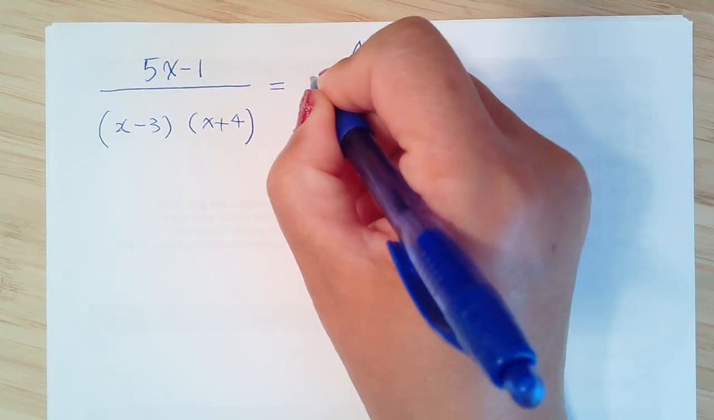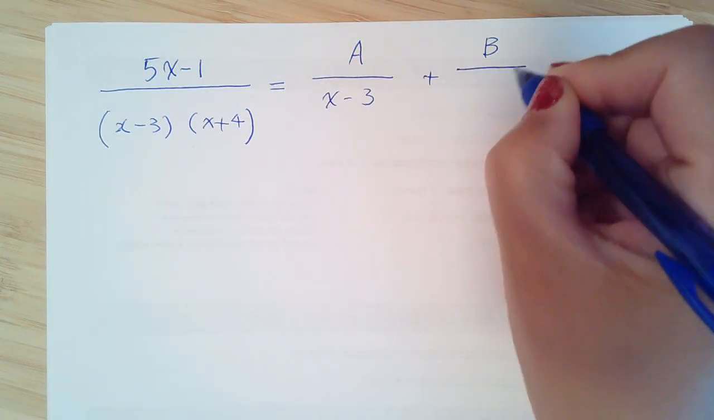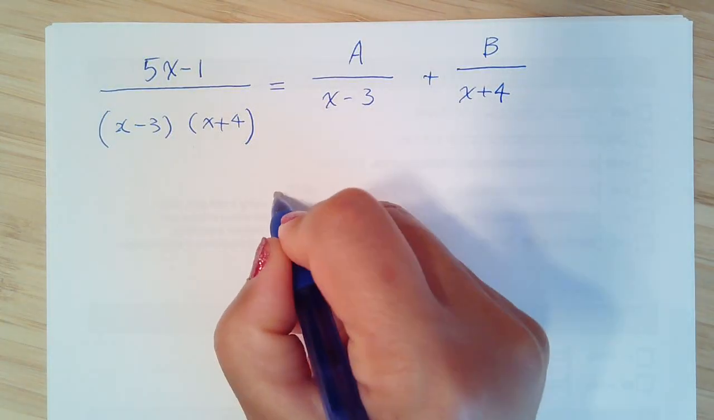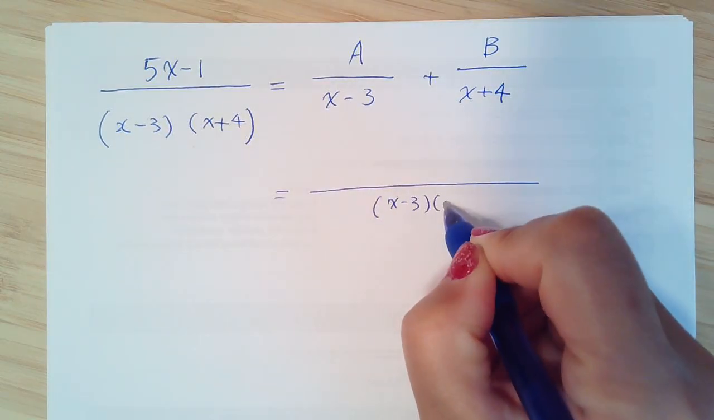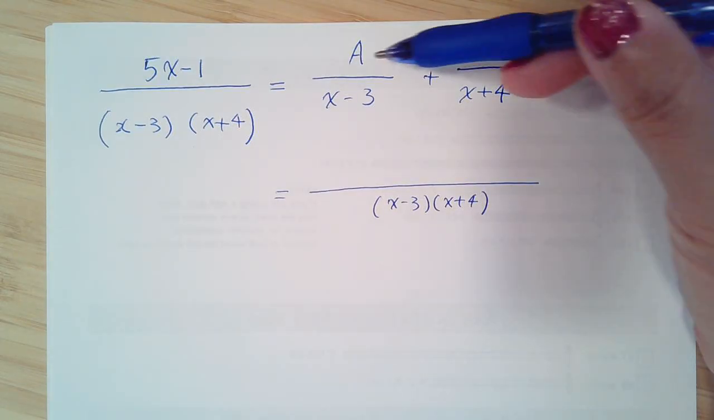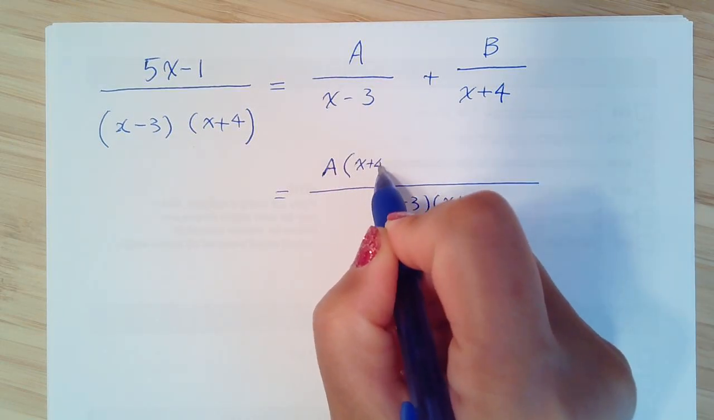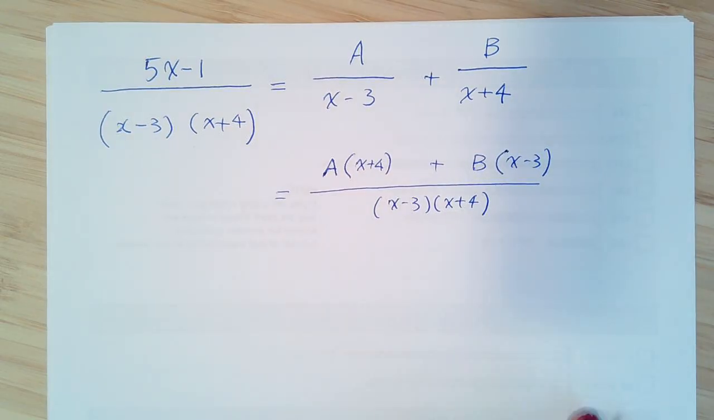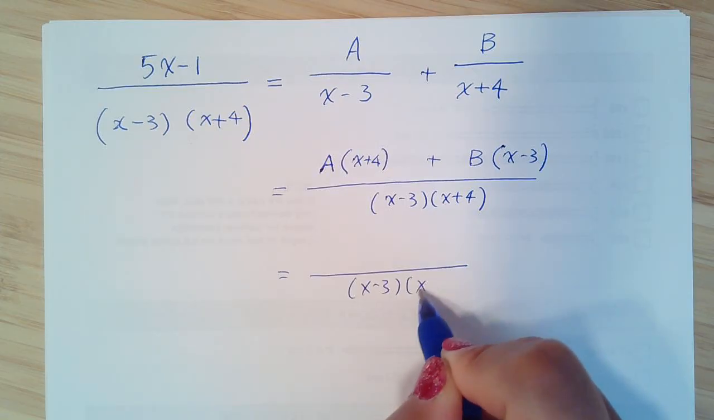So I get A over x minus 3 plus B over x plus 4. How do I get that? By rule number 1. My next step, I'm a little lazy, so I just write x minus 3 times x plus 4 already, because I know it's going to be the least common denominator. The numerator is going to be A times x plus 4 plus B times x minus 3, and the denominator again is x minus 3 times x plus 4.